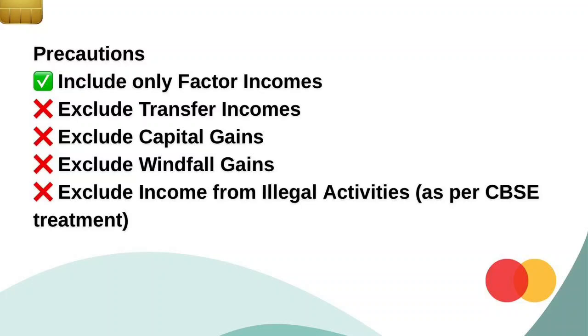Second, exclude transfer income. Suppose your grandfather gives you 5,000 rupees as a birthday gift. Did you produce any goods or service for that money? No. Similarly, pensions, scholarships, unemployment allowances, and donations are transfer payments. They are received without current production, so they are excluded.